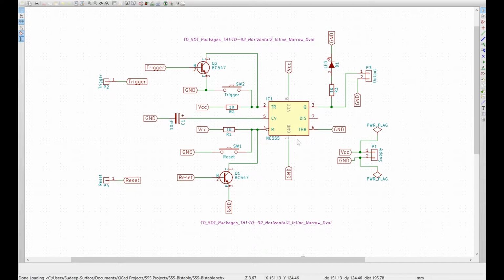The pin 6, if we see, we are keeping the threshold at 0 volts, the ground. Now this would be important for us to understand how the 555 timer is acting in the bistable mode. We'll look at a table and just remember the threshold is 0. That's it.